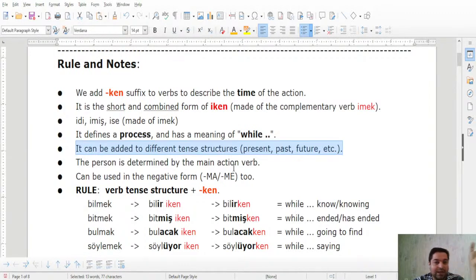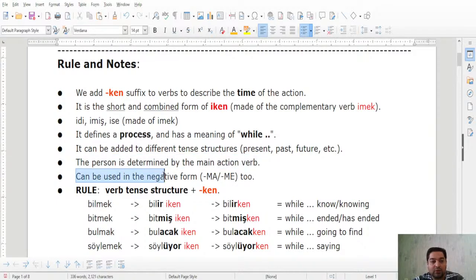Today we will see examples of the different tense structures, not only present but also future, the reported past tense and the past tense. The next note is that the person is determined by the main action verb, whatever the main action verb is, we usually try to understand the person from there. It can be you doing something, or some third person, but it doesn't matter. We still look for some kind of a person from the main action verb, if there is any.